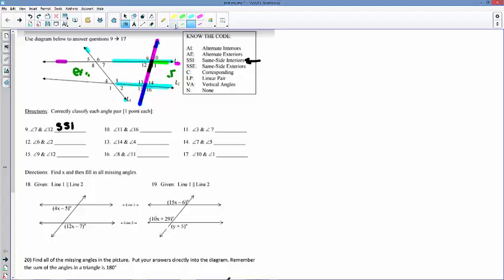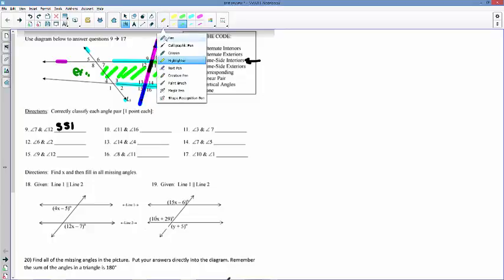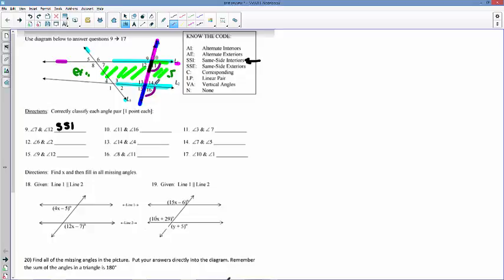Okay, so let's take a look. Now, again, the interior's changed. Now the interior is here. So, when you look at 11 and 16, are they both inside the interior? No, one's interior, one's exterior. Are they on the same side of the transversal? They are. But they're in the bottom right. So that's corresponding. That's a unique one, right? Corresponding is when they're both in the bottom right, or upper left. One's interior, one's exterior. Okay, so that's corresponding.